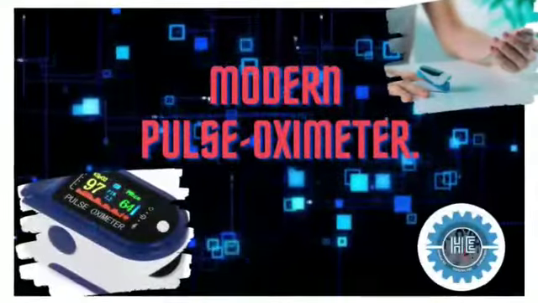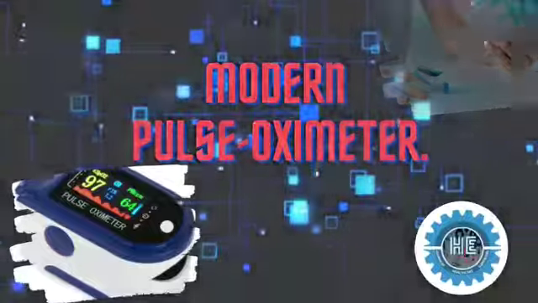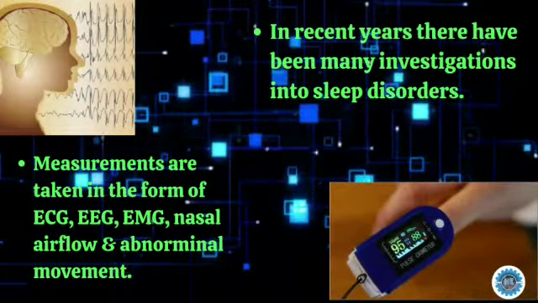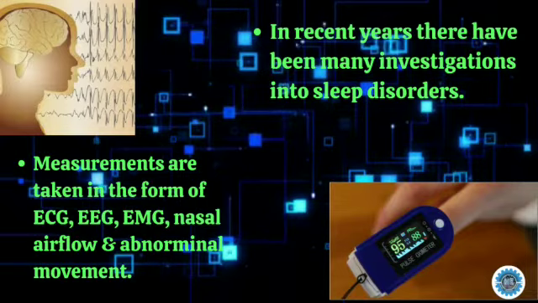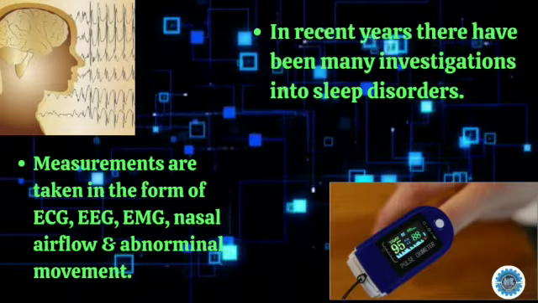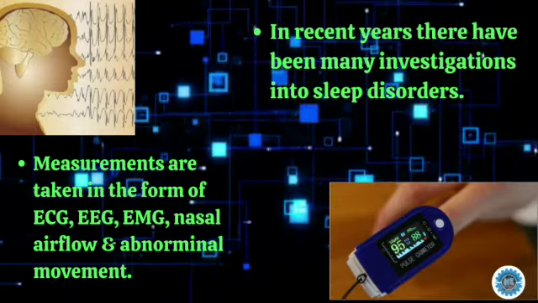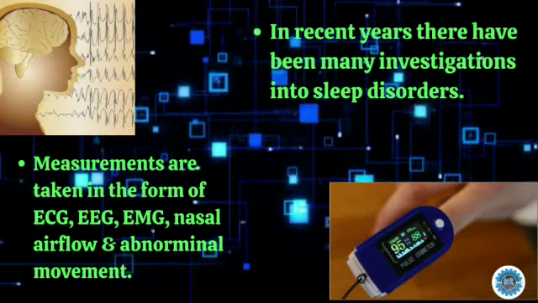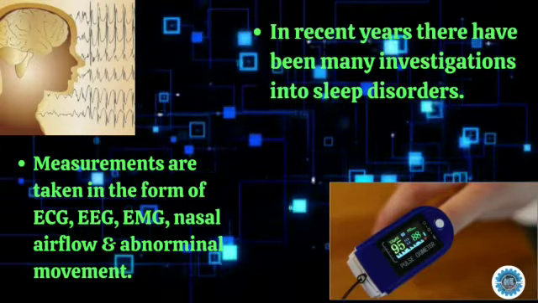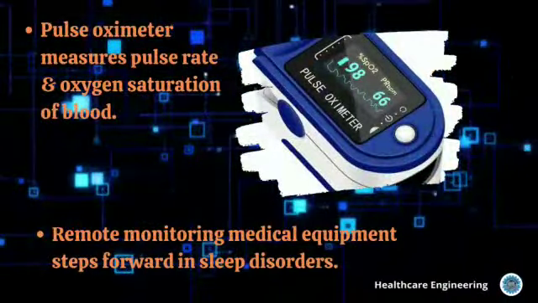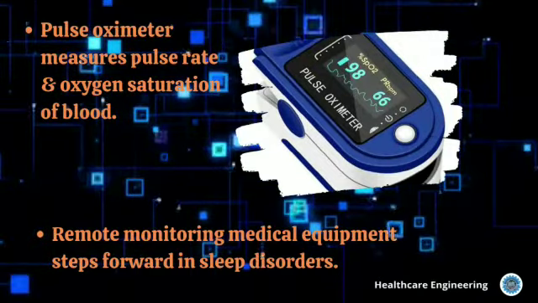Today's video is about modern pulse oximeter. In recent years, there have been many investigations into sleeping disorders. Many studies are carried out in specially equipped units in which a patient is monitored while sleeping. Measurements that are taken in the form of ECG, EMG, EEG, nasal airflow, and abdominal movements. Pulse oximetry data is also recorded during the night.